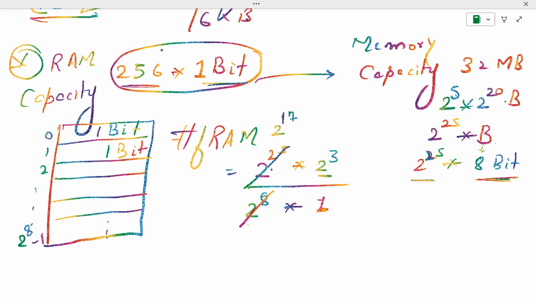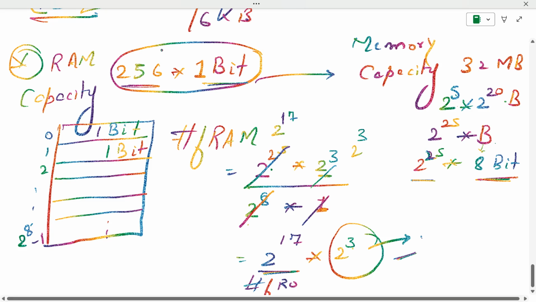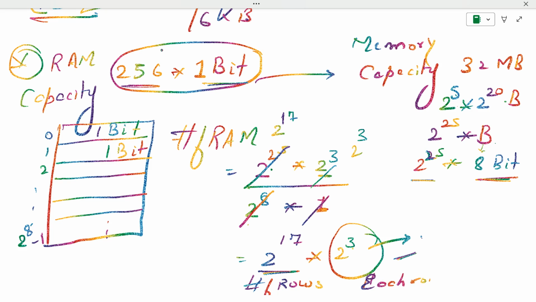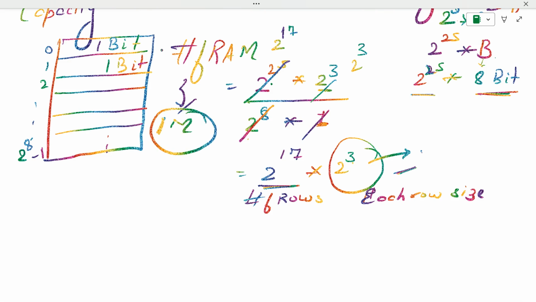that will be 2 raised to the power 17, and it will be 2 raised to the power 3. So the total number of RAMs required is 2 raised to the power 17 into 2 raised to the power 3. Now this 2 raised to the power 3 is each word size, or you can say each block will contain this many bits, and this is the number of rows, and this is each row size. Okay, so this is the total number of RAMs. So this can be multiplied and it will give us 1M. So the number of RAMs required is 1M.